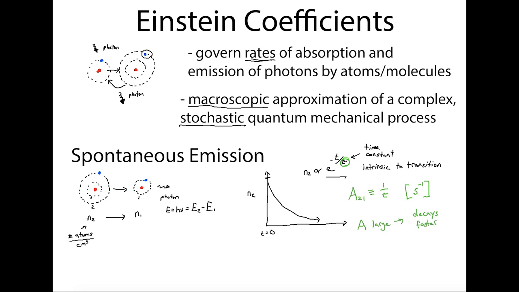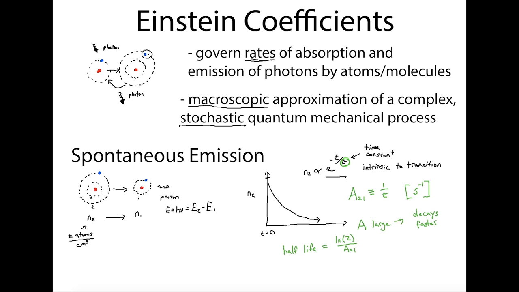And conversely, if A is small, then we decay less quickly. I've defined this time constant here relative to an exponential e. Another common time constant that's used is the half-life, and that's just changing the base of our exponential from e to 2. So the half-life of an atom is just the natural log of 2 over A21.